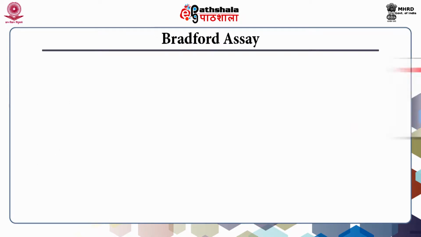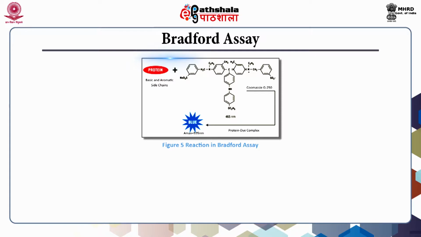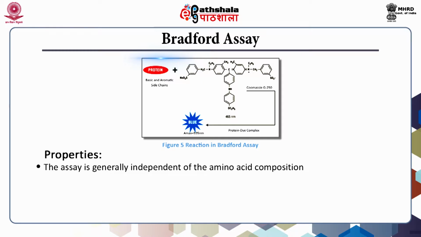The basic principle of this assay is that a dye named Coomassie brilliant blue binds to the protein under acidic condition to form a blue colored complex that absorbs strongly at 595 nanometer. This method is different as it is independent of the amino acid composition. A standard curve and dilution of the sample is always essential for this method because the assay is linear for a very short range of protein concentration, 0 microgram per milliliter to 2000 microgram per milliliter.